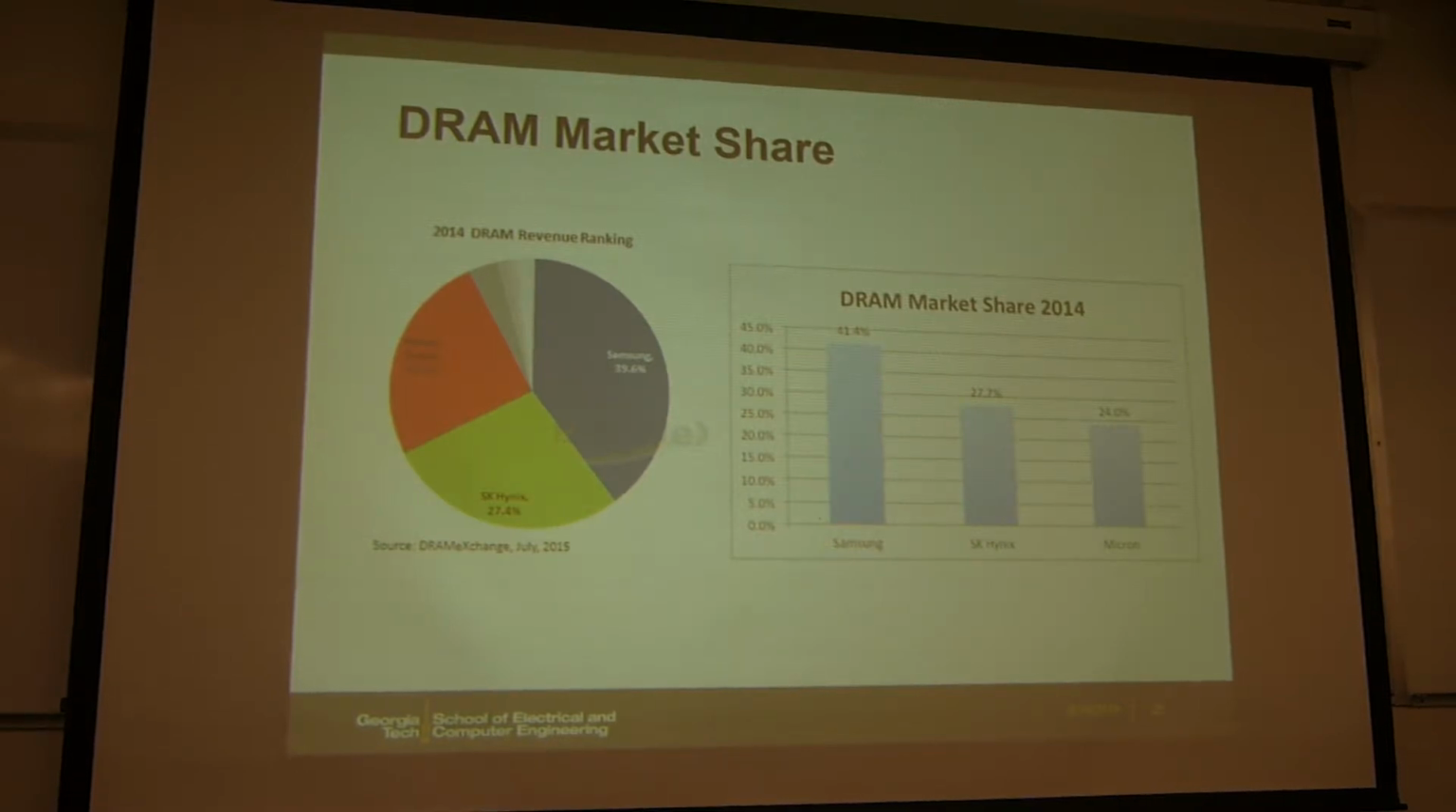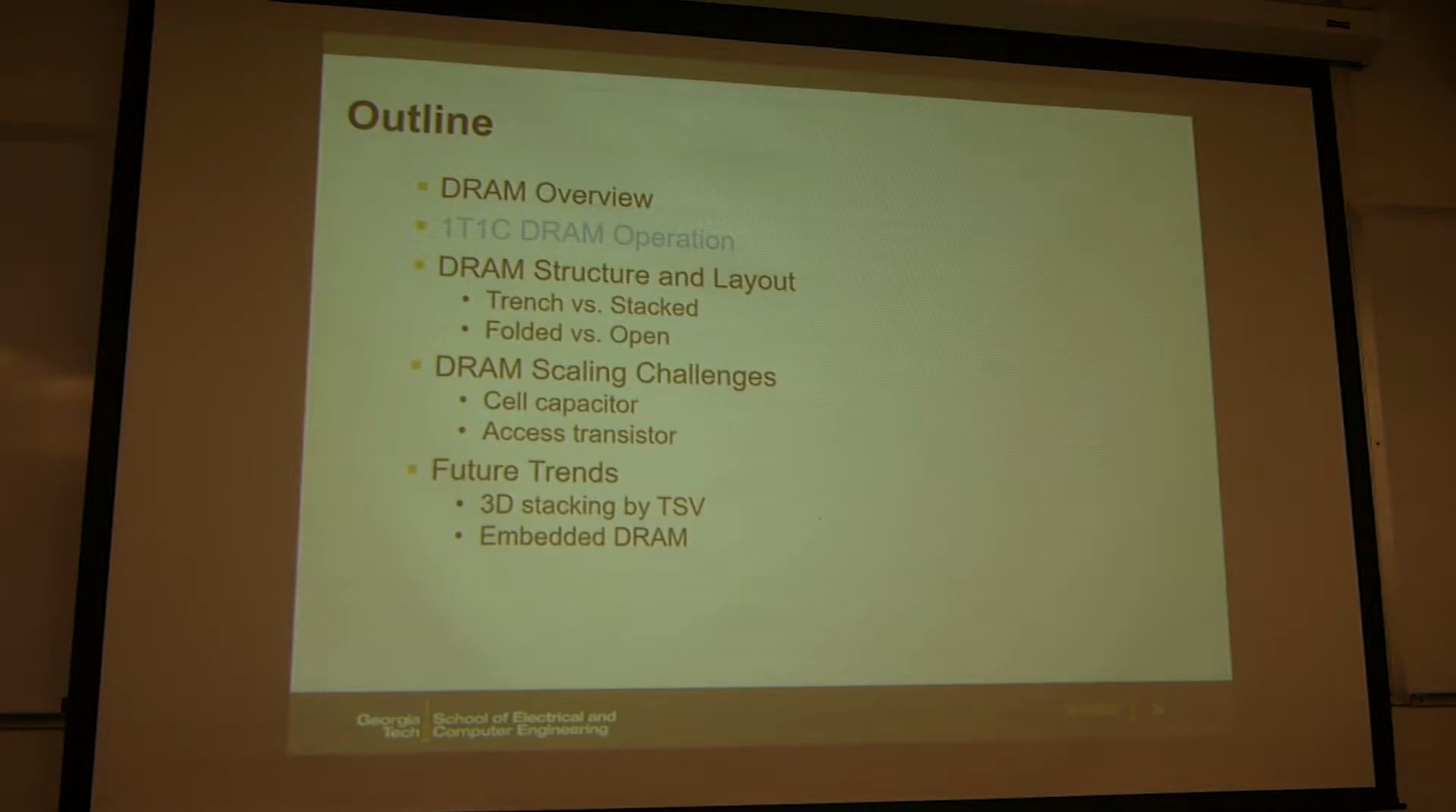And the DRAM market share. So actually only 3 major companies are producing DRAM these days. And here, number 1 Samsung, number 2 SK Hynix, and number 3 Micron. And those 3 will occupy more than 90% of the DRAM market. So this is quite a dominated market. Okay, so those are some non-technical informations for you.